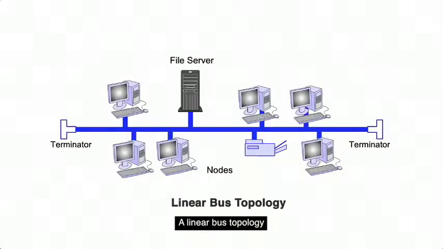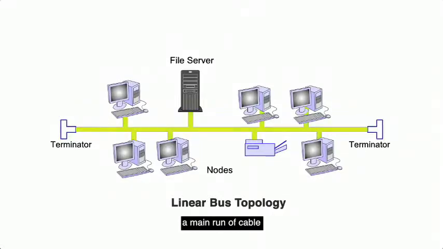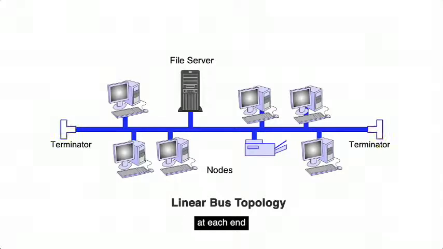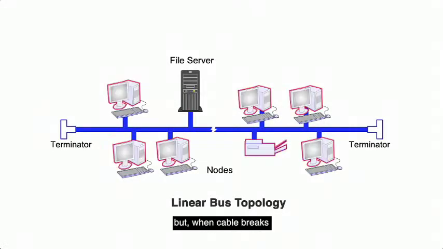A linear bus topology is a network topology consisting of a main run of cable with a terminator at each end. All nodes, which can be server, workstations, printer, or any peripherals, are connected to the cable. A signal from the source travels in both directions to all nodes connected on the cable until it finds the intended recipient. Since the bus topology consists of only one wire, it is rather inexpensive to implement, but when cable breaks, the entire network will be down.